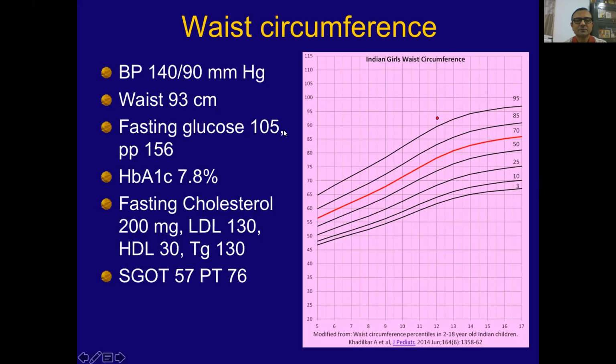She already has impaired fasting glucose, as well as she is in the impaired glucose tolerance zone. Her HbA1c is 7.8, which is high. And you can see she's dyslipidemic. She has high LDL, high total cholesterol, low HDL, and triglycerides are just within normal range. Her SGOT and SGPT actually suggest that she must have non-alcoholic fatty liver.